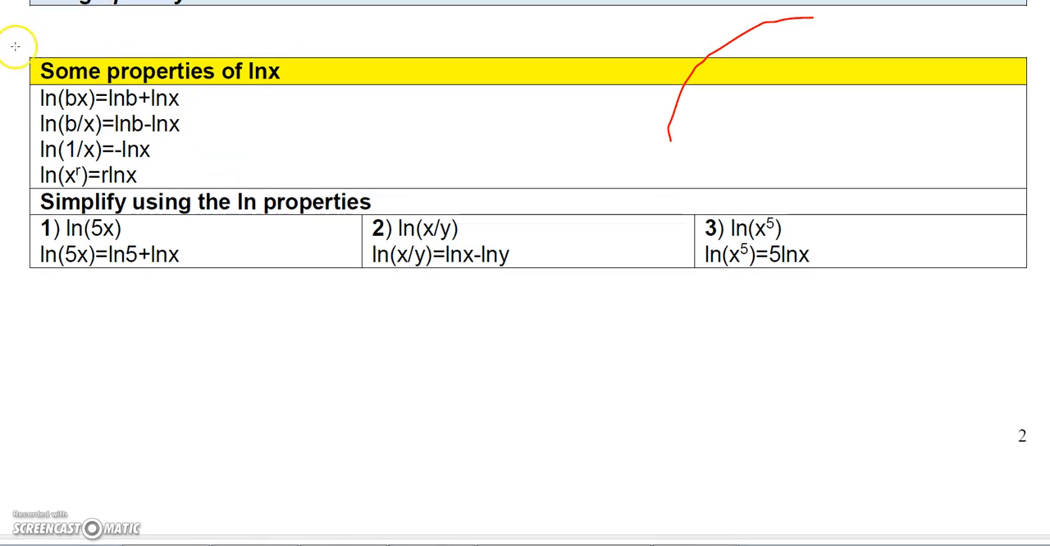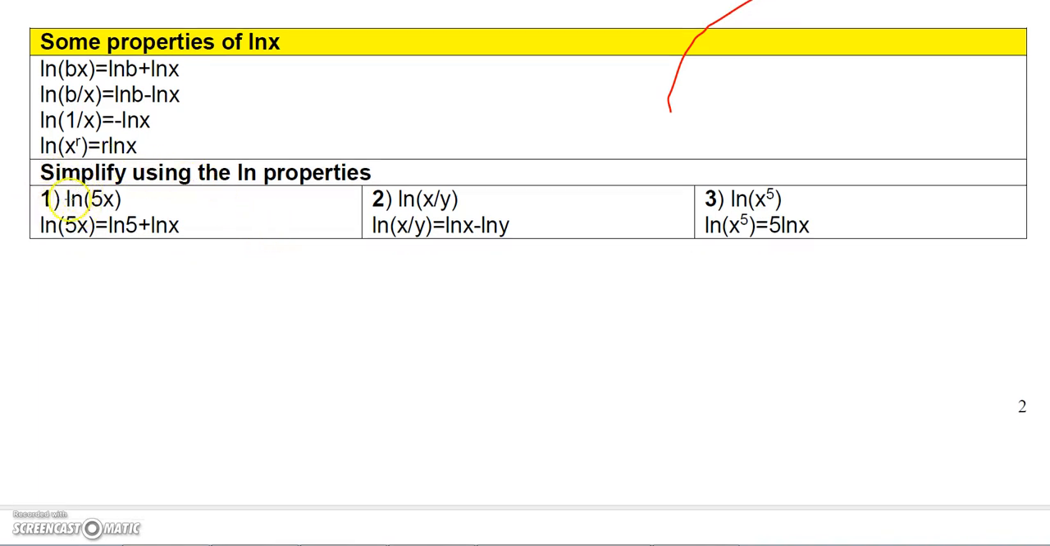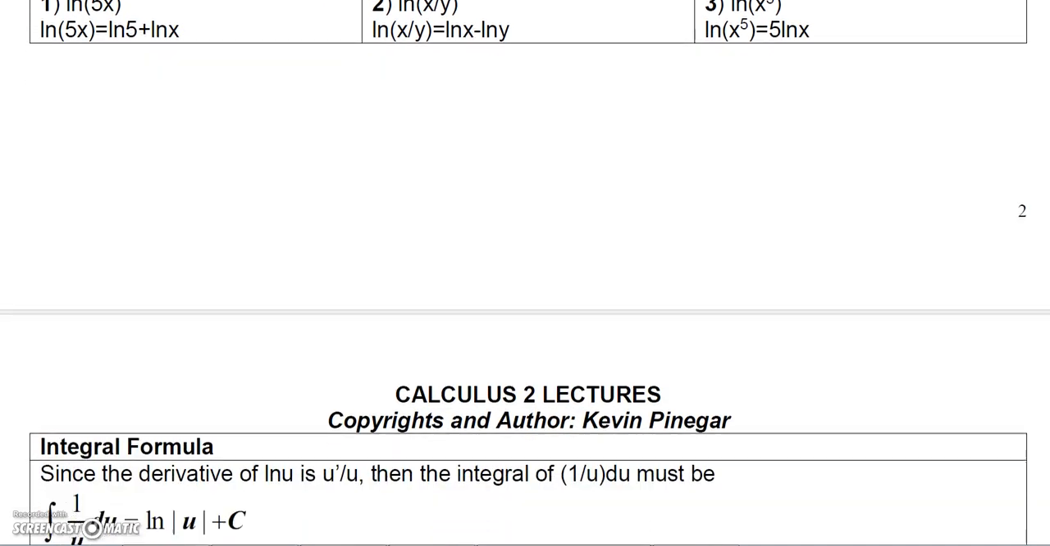Some properties of natural log of x, and if you know your log properties from algebra, then you know these are true. Natural log of b times x is natural log of b plus natural log of x. Natural log of b divided by x is natural log of b minus natural log of x. Natural log of 1 over x is the same as minus the natural log of x. The natural log of x to a power r is r times the natural log of x. And I'll just let you freeze the video and look at these three examples here that illustrate those properties, and then you can start back when you're finished looking at them.